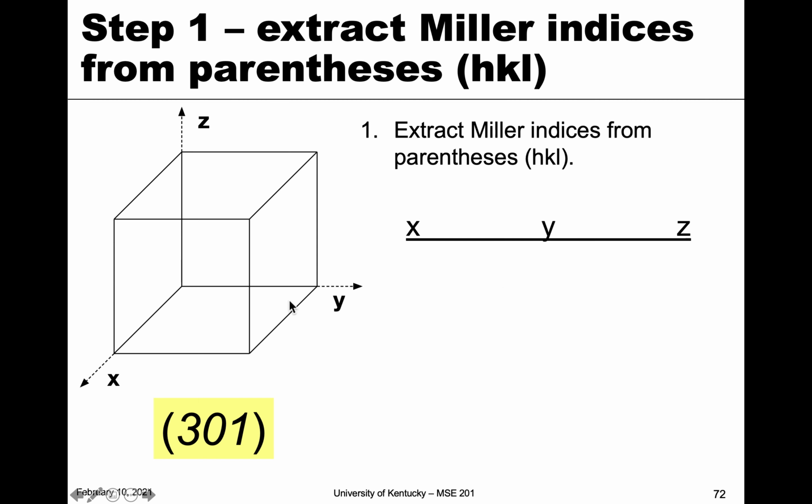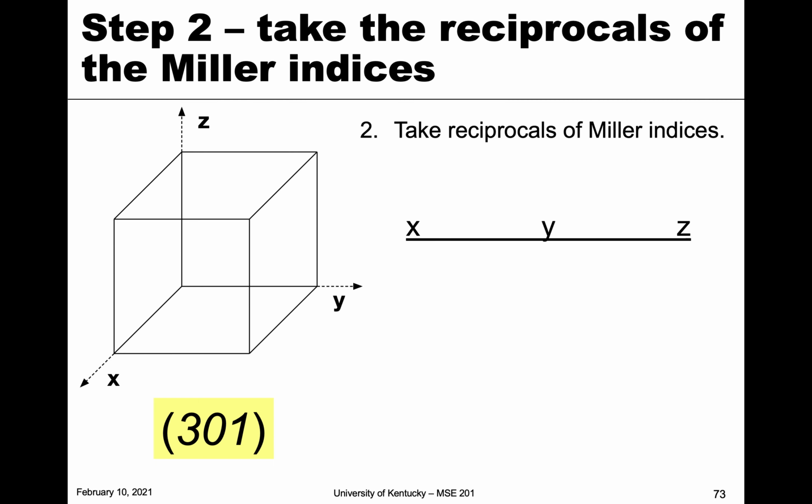So I like to, again, always make this table regardless of what I'm doing. So X, Y, Z. I'm going to extract those numbers and just put them in my table. So that's the first one, not super hard. Now I'm going to take the reciprocals. So I've got 3, 0, 1.